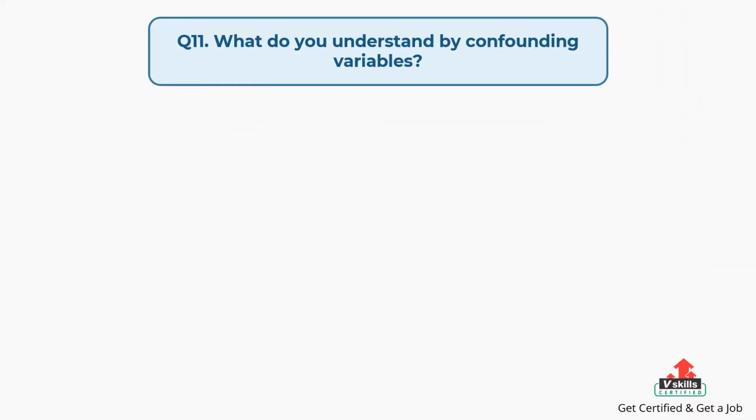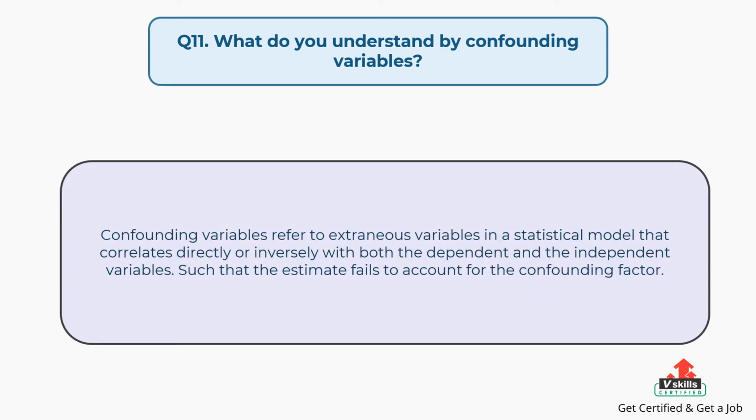Question number 11. What do you understand by confounding variables? The answer is: confounding variables refer to extraneous variables in a statistical model that correlates directly or inversely with both the dependent and the independent variables, such that the estimate fails to account for the confounding factor.